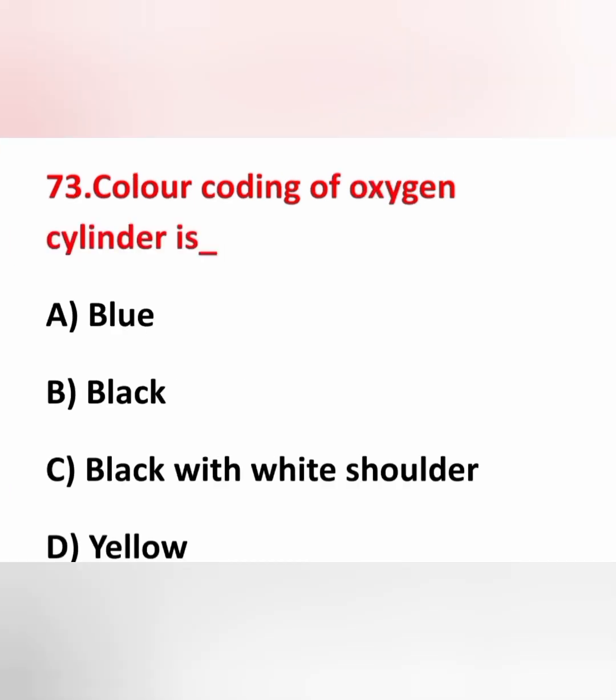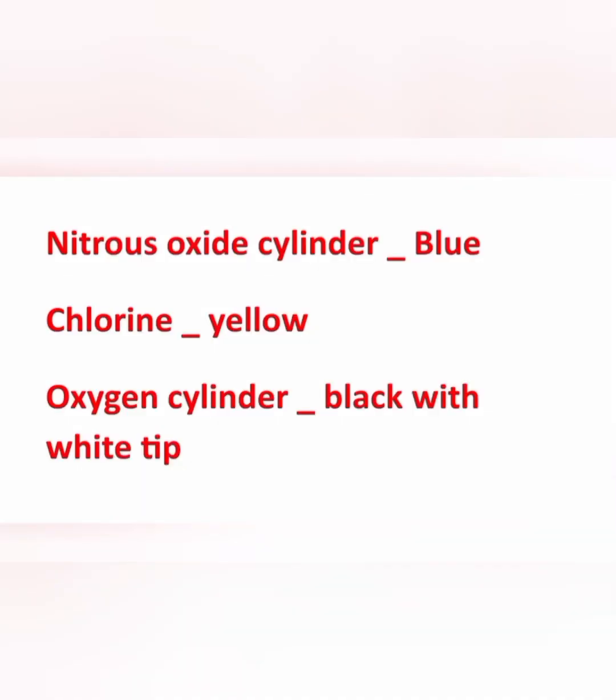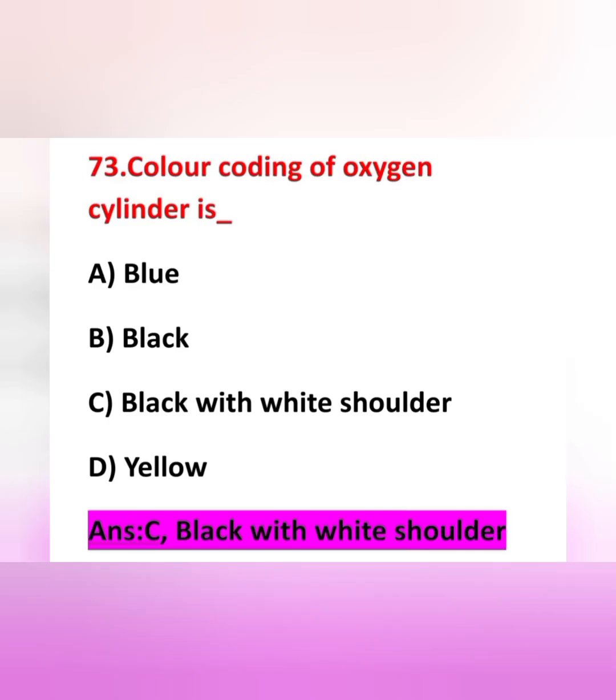Question number 73. Color coding of oxygen cylinder is. And the options are option A blue, option B black, option C black with white shoulder, option D yellow. Question is the color coding of our oxygen cylinder, and the correct answer is option C black with white shoulder is the color coding of oxygen cylinder. And the remaining option blue, the nitrous oxide cylinder is blue in color, and yellow chlorine cylinder is yellow in color, and our oxygen cylinder is black with white tip. Okay, option C is the correct answer.